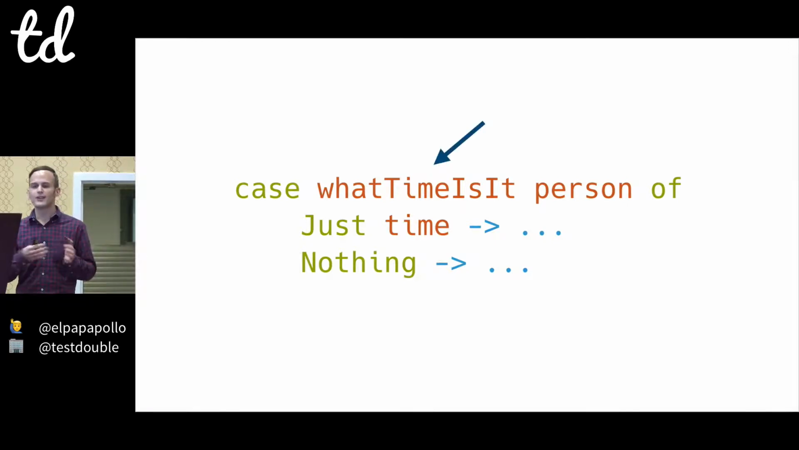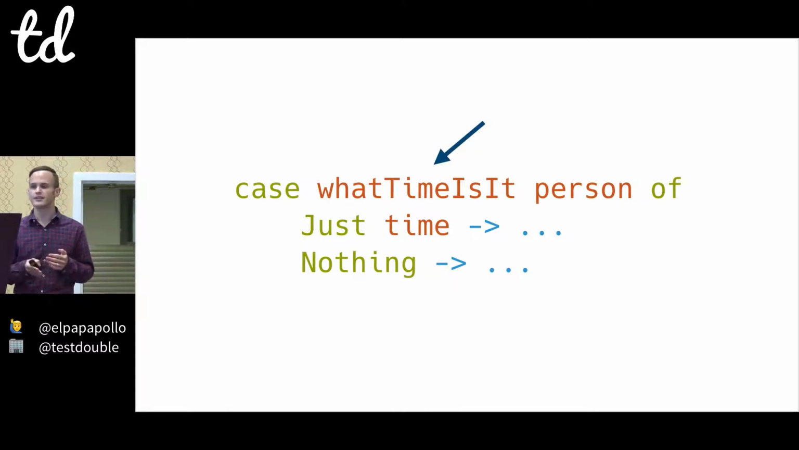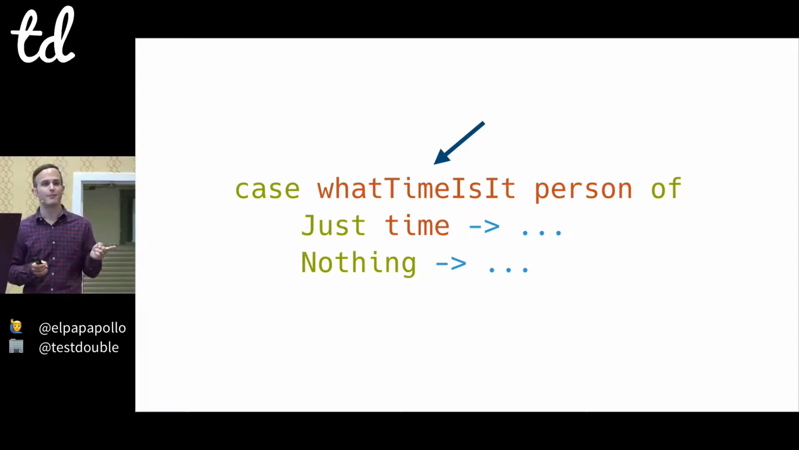We can write a new what time is it function that takes a person and returns the time if it's available inside a Maybe type. This prevents that problem that Dan proposed earlier of demanding time from people that might not have it.